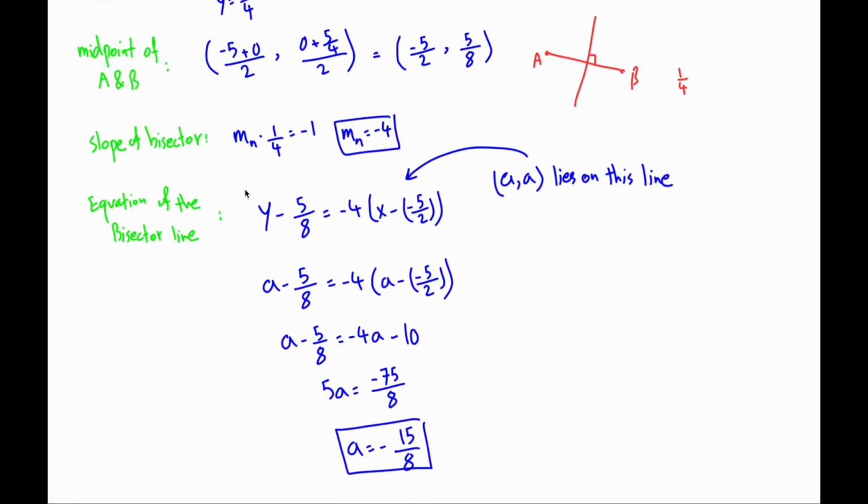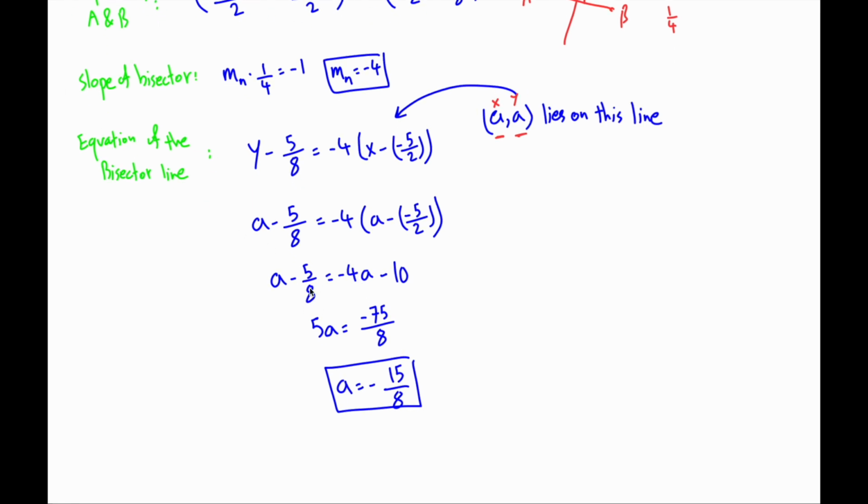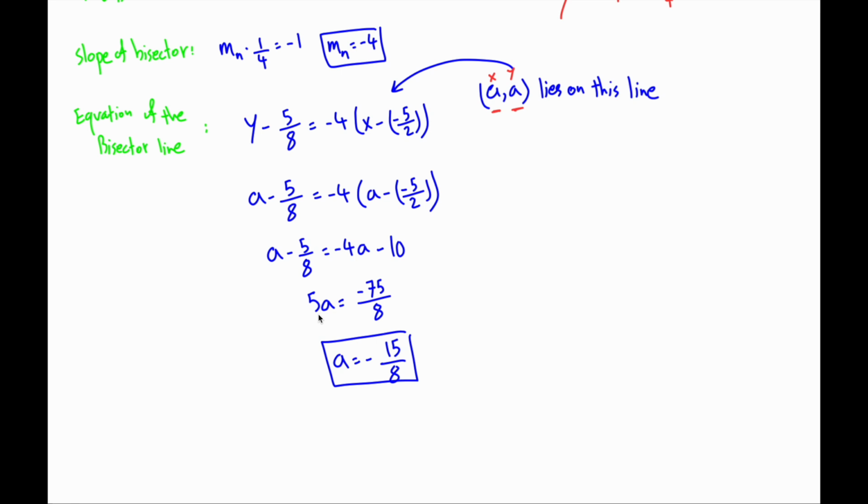Then I can again use the formula for the straight line, make the substitution, and find the equation of the bisector. However, you do not need to tidy up. All you need to do after this point is to make the substitution for the point which lies on the line with x and y coordinate of a. So instead of y, I replace it with a. Instead of x, same thing. And we continue, make a the subject of the equation, gather all the a's on one side, and find the value of a, which is -15/8. And that's the final answer.